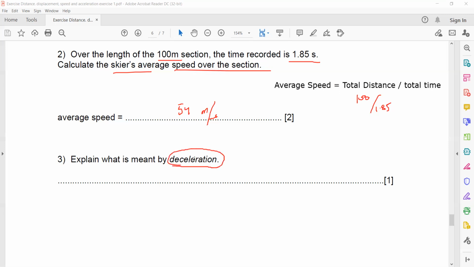The term deceleration means a decrease in speed, or the object slows down. So when the object slows down or there's a decrease in the speed, we call that deceleration.